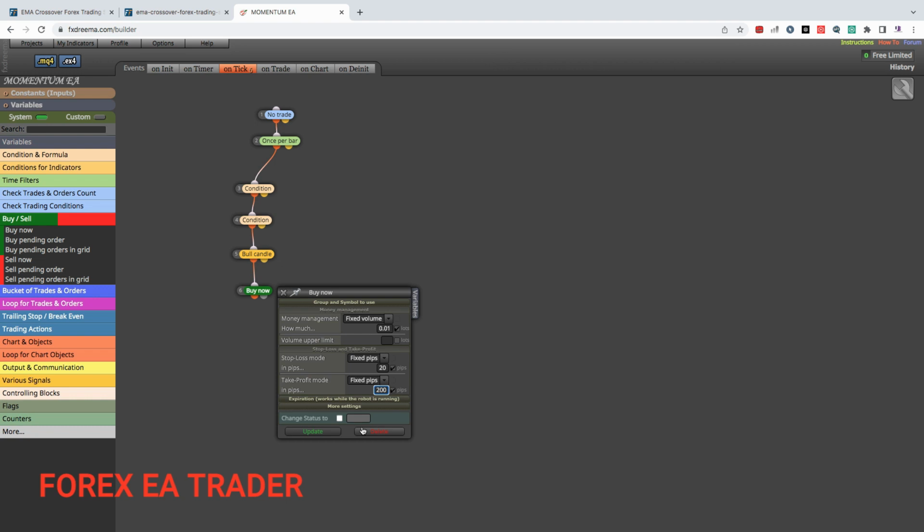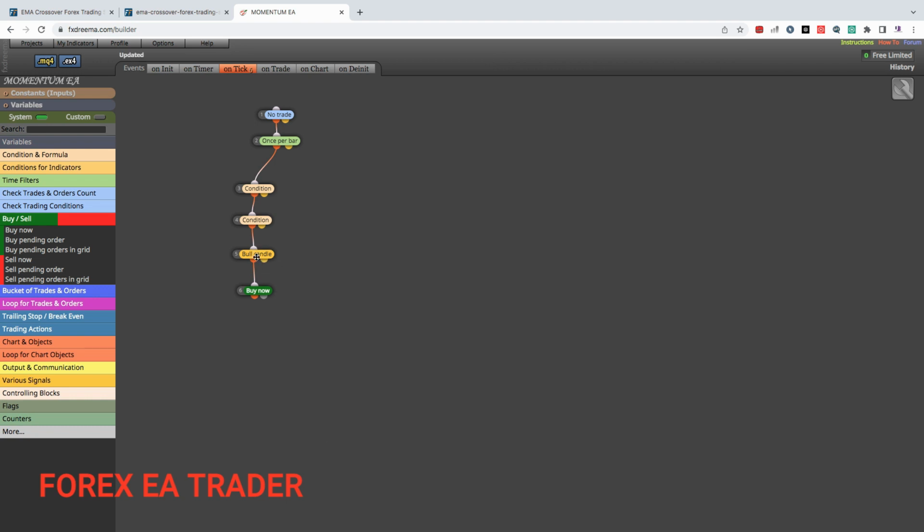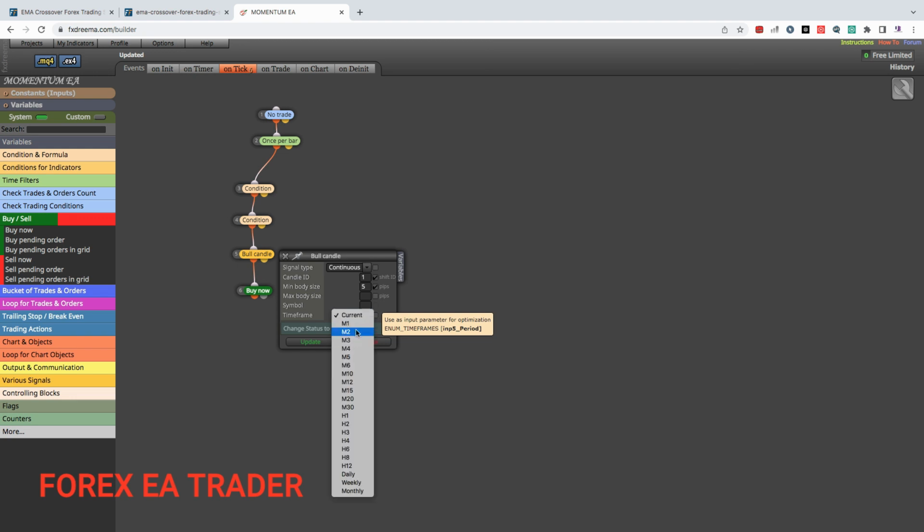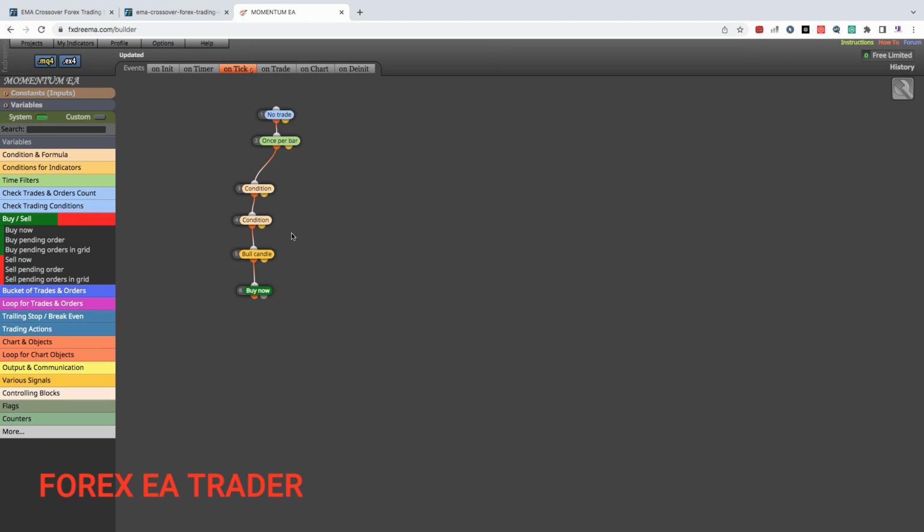Then we update. There's a reason I didn't touch a time frame. I'm just going to leave this robot to be able to trade on whatever time frame that you place it on. Otherwise, if you want, you can limit it on this time frame, and so that's for that condition.